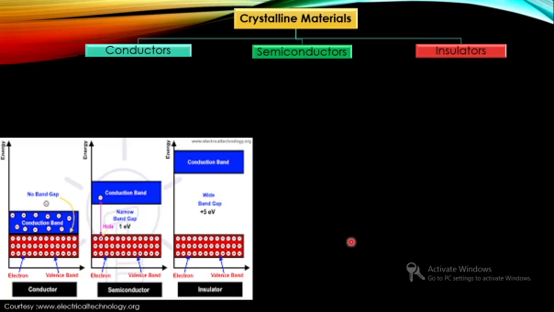Here you can see that in conductors, what is the speciality? There is no band gap at all. The conduction band and valence band are overlapping with each other. So what is this valence band? It is the topmost filled, or the outermost filled, energy level of the atom. That is what you mean by valence band. And in the case of the conduction band, those are the energy levels occupied by free electrons in the atom.